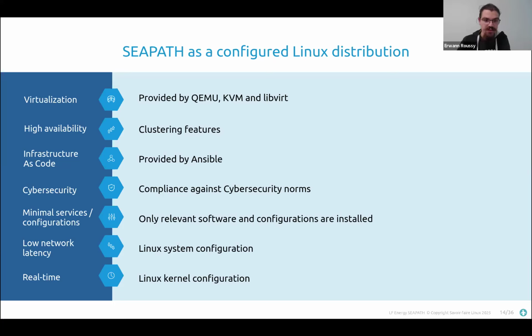The cybersecurity question is a real tough one, especially with CRA coming in Europe, for example. So we have chosen to be compliant with one of the cybersecurity norms. I will also describe it. The minimal services and configuration is also tested in SEAPATH, so we ensure that only the required software is installed into the machine. Then the low network latency is a matter of Linux system configuration that I could also describe briefly, and the real time is the Linux kernel configuration.